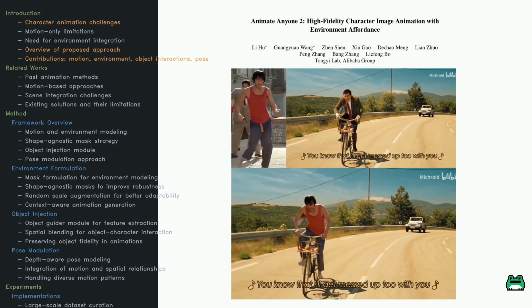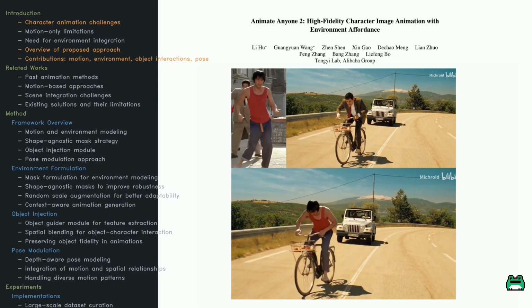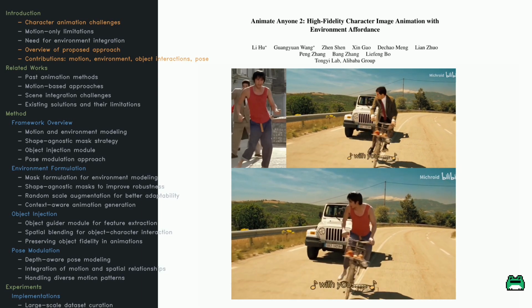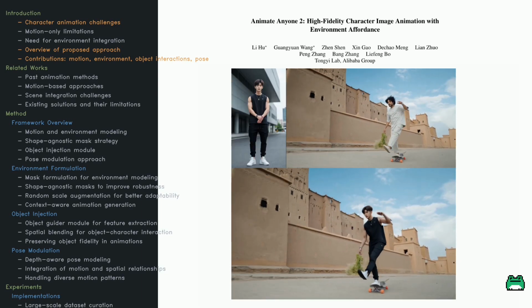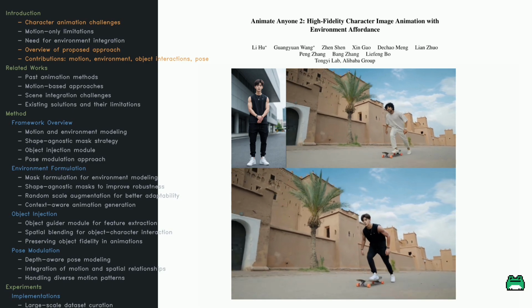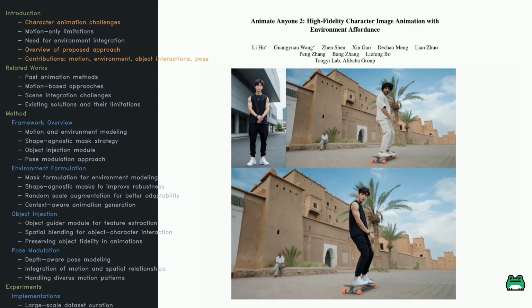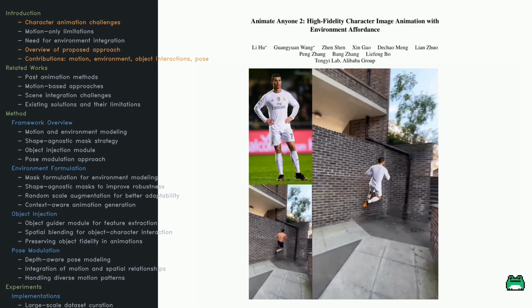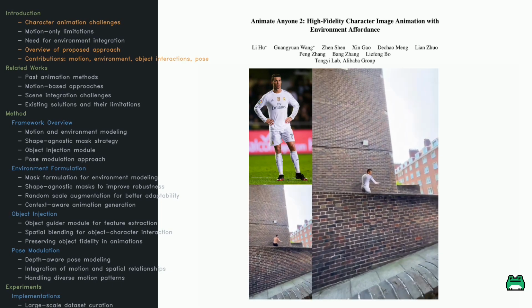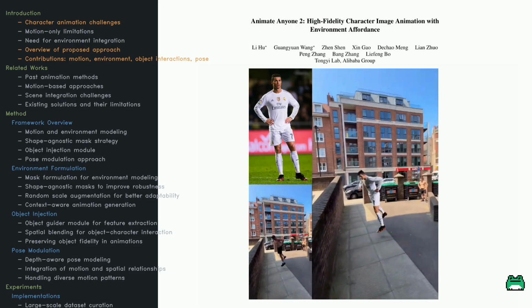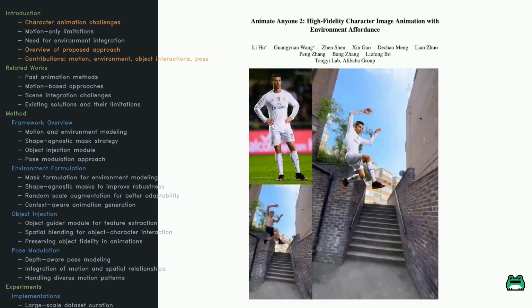Picture this. You're watching an animated video, and the character moves perfectly, but something feels off. Maybe they're floating weirdly above the ground, or their hand clips right through an object. That's the problem with most animation models today. They only focus on motion, ignoring how characters interact with their environment.